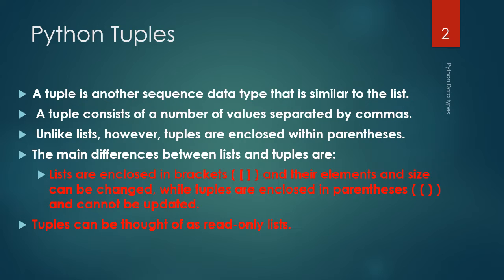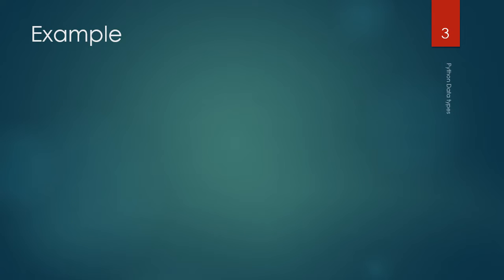Lists are enclosed in square brackets and their elements and size can be changed, whereas tuples are enclosed in parentheses, that is, round brackets, and a tuple once created cannot be updated. Tuples can be thought of as read-only lists. So tuples can be considered as read-only list in Python. But we can update a list whenever we need. We cannot update a tuple.